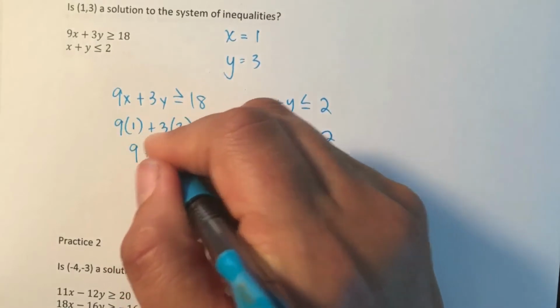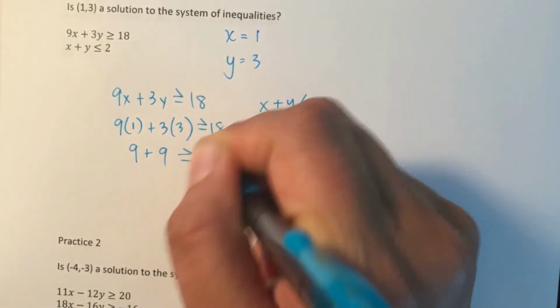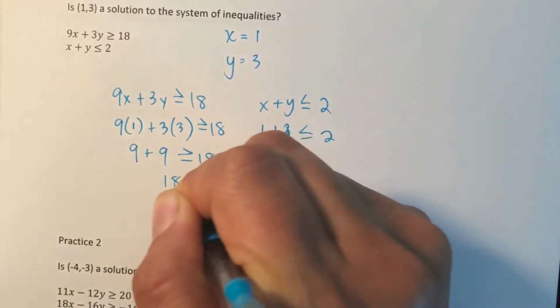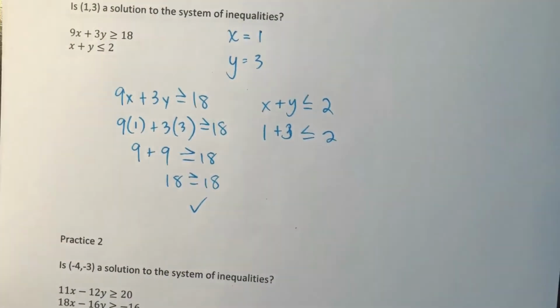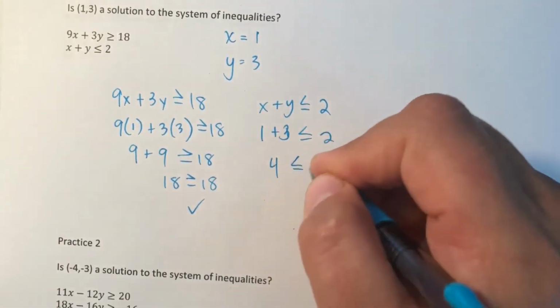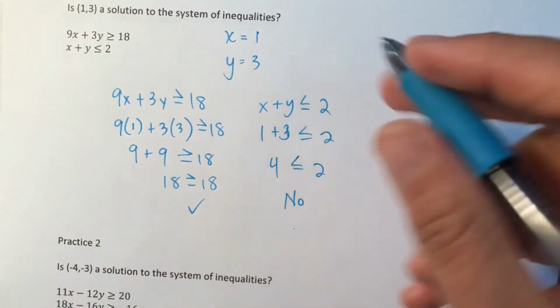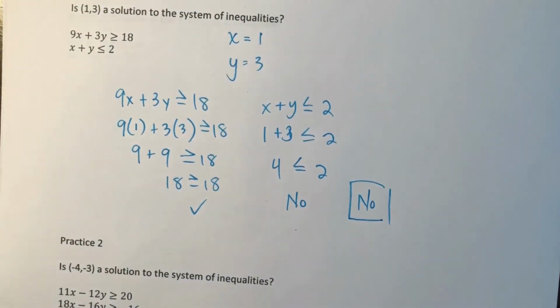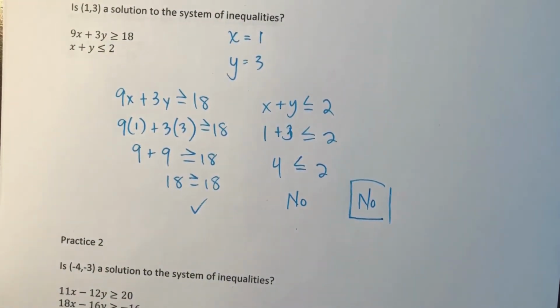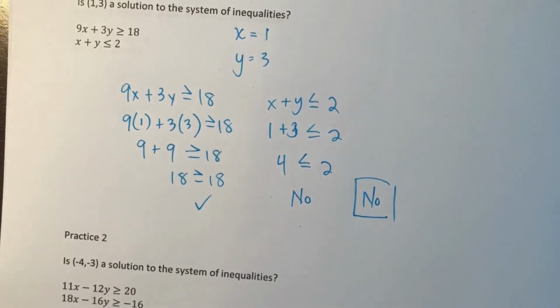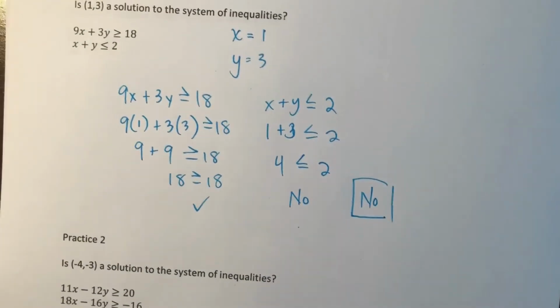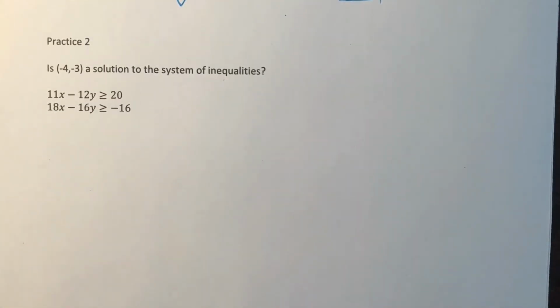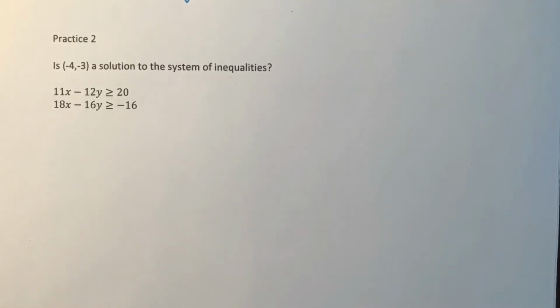the question is, are both statements true? So here we've got 9 plus 9. Is that greater than or equal to 18? Yep, because 18 equals 18. But here, is 4 less than or equal to 2? No. So since one of the equations does not work, (1, 3) is not a solution to the system of inequalities. Whew, there we go. So go ahead and scroll down to the bottom, as if you're on a computer.